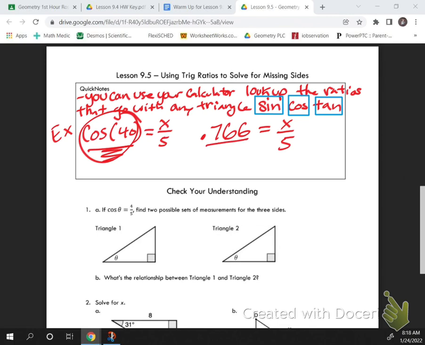I could put that over 1 and then cross multiply. In your calculator, you can do 0.766 times 5. About 3.83. So I can use this information to solve for an unknown side. Okay?